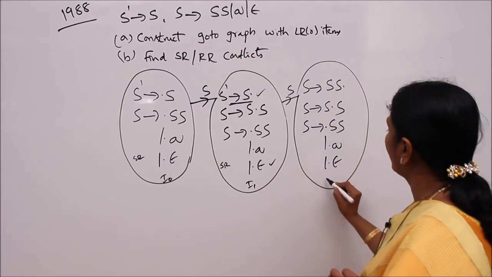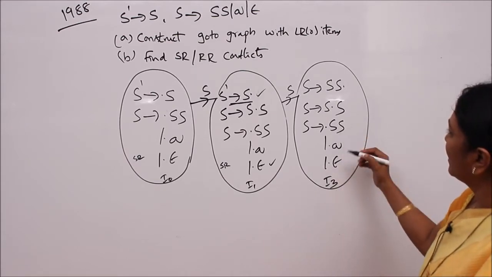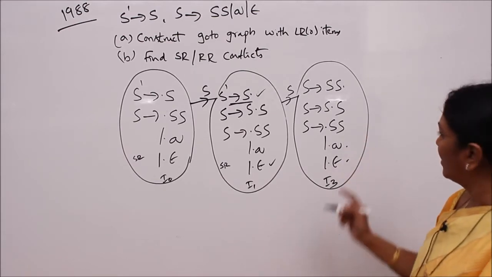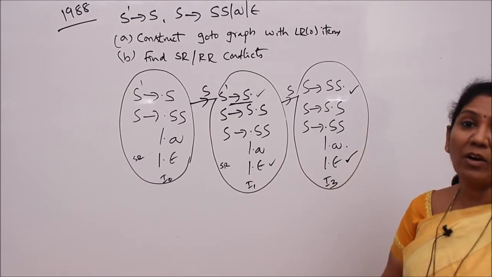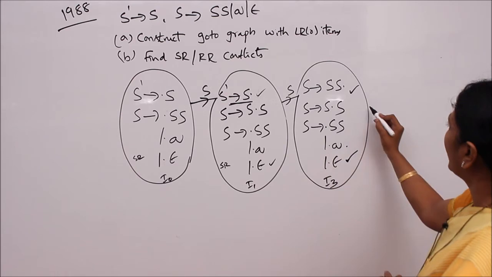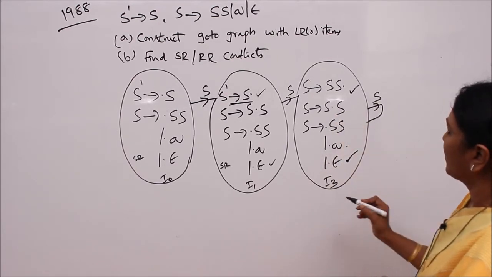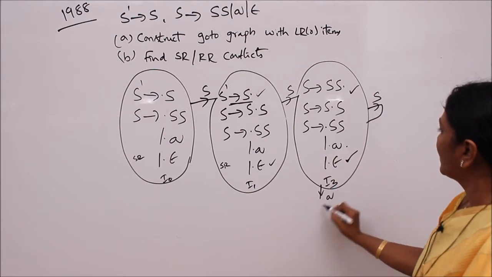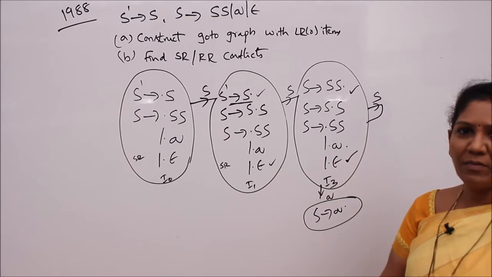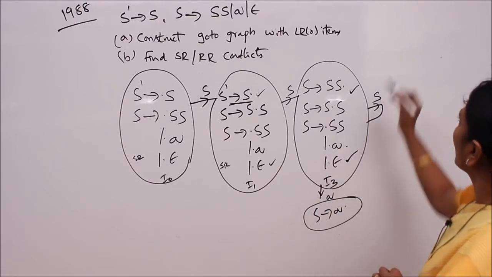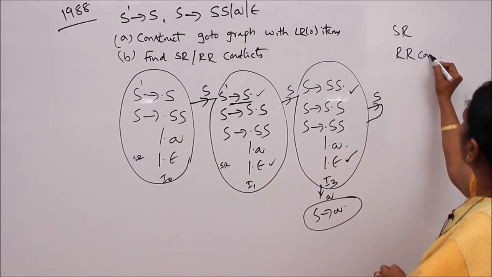Look at this state I3. What do you get? Once again with these two, one SR, and if you look at these two, we have an RR also. And what else do you get? If you take on S, once again it repeats the same state, and on A, no doubt you get something simple. So this completes your DFA. Now tell me, how many SR conflicts and how many RR conflicts?